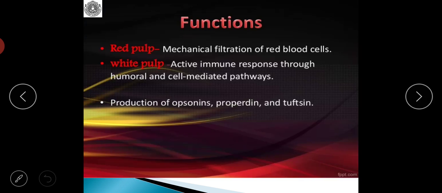Coming to the functions. Red pulp is mainly responsible for mechanical filtration of red blood cells, whereas white pulp is responsible for active immune response through humoral and cell mediated pathways. Humoral refers to the immunity which is offered through the body fluids, and cell mediated, as the name itself suggests, is through some cells. And it is also responsible for the production of opsonins, properdin and tuftsin.